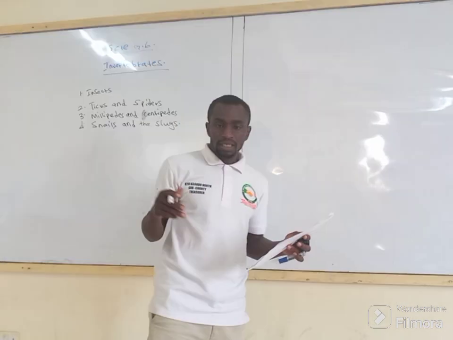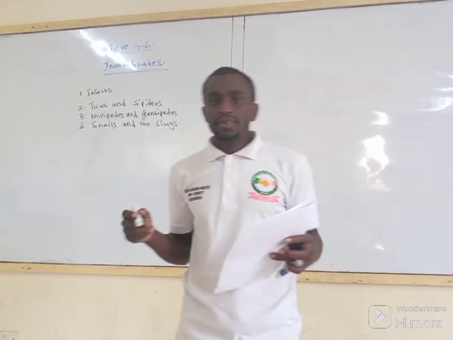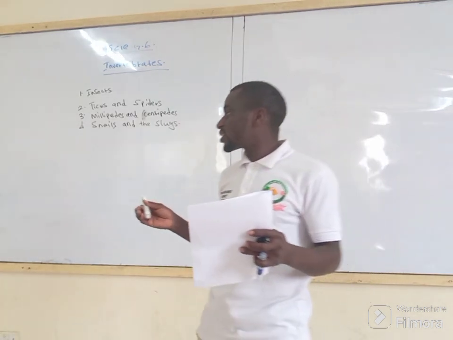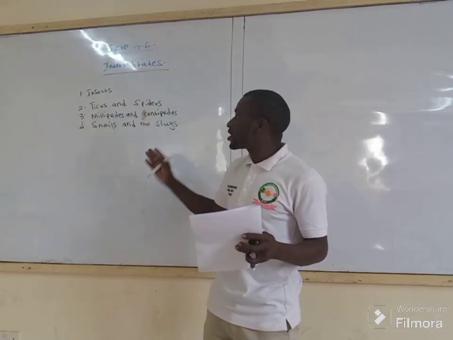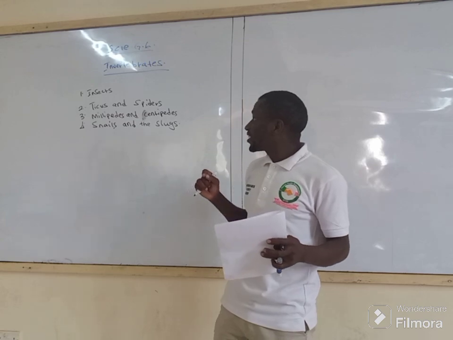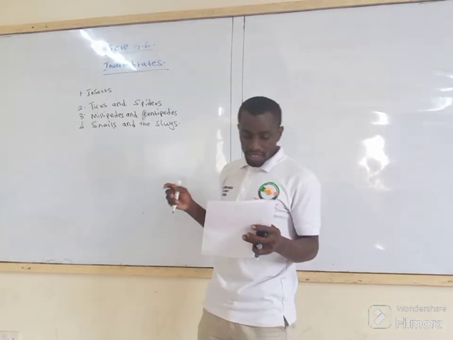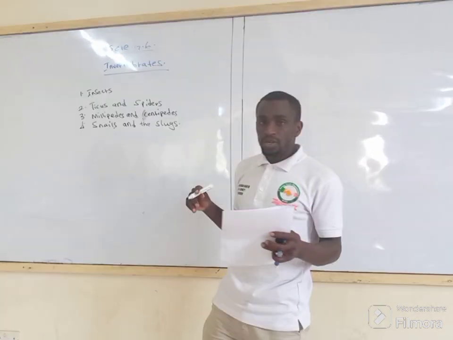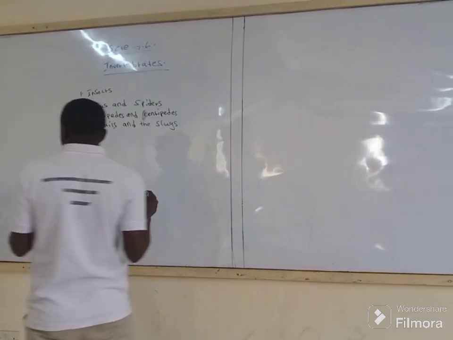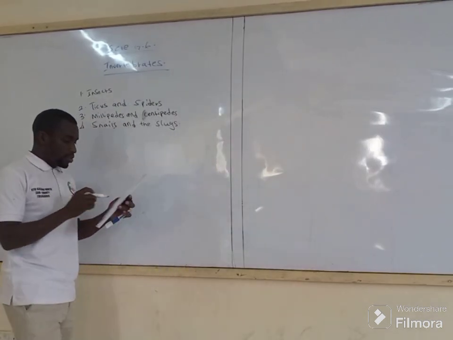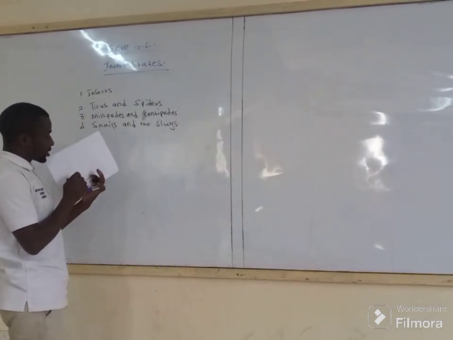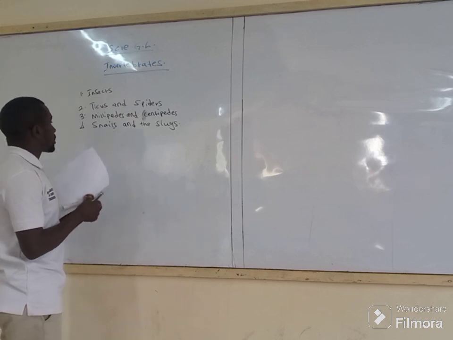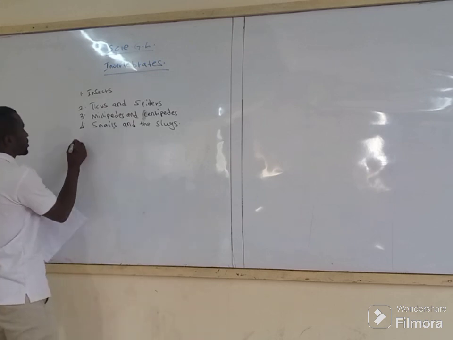So we are going to look at the characteristics of each and every one of these categories of invertebrates we have listed there. And now we shall start with the first one. We are going to begin with the characteristics of insects.